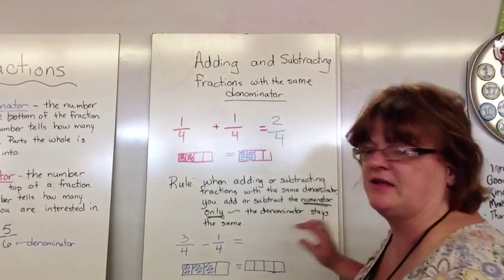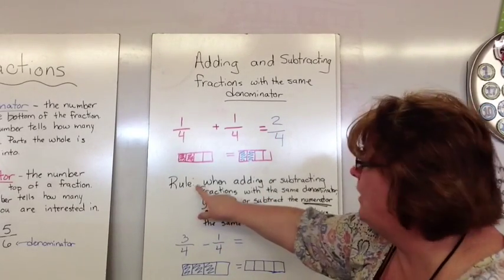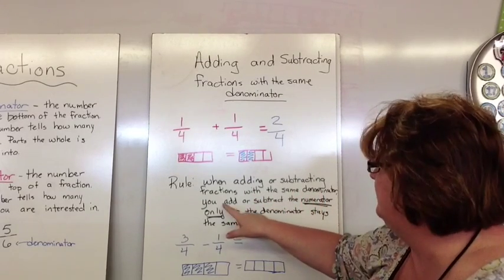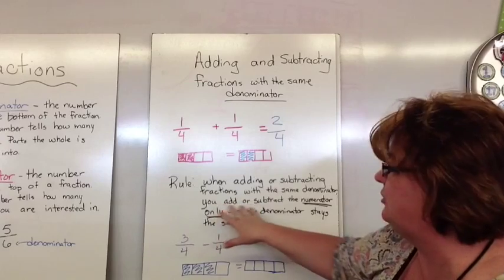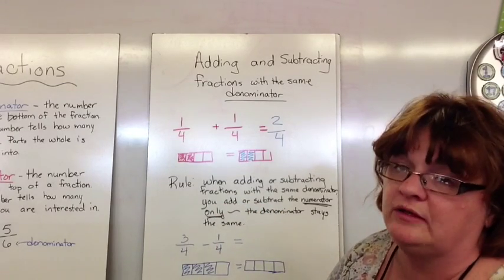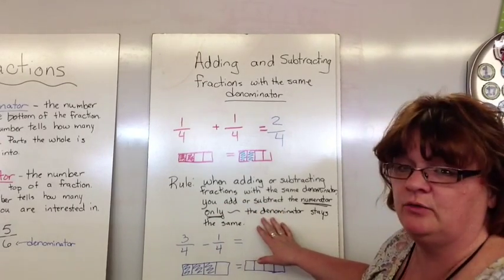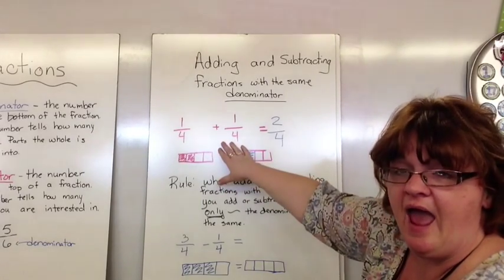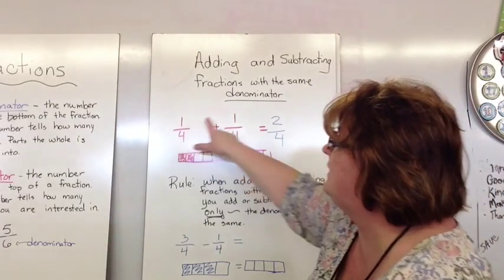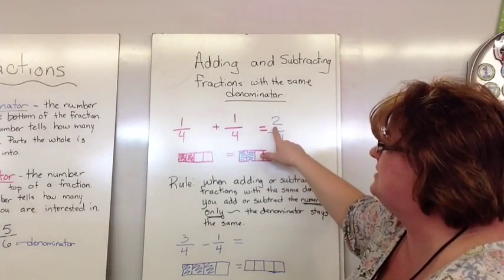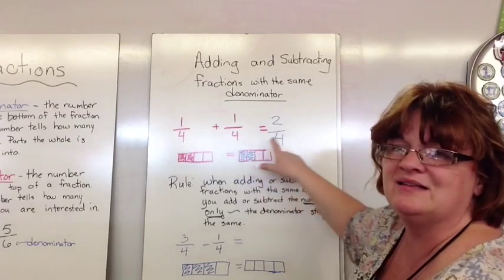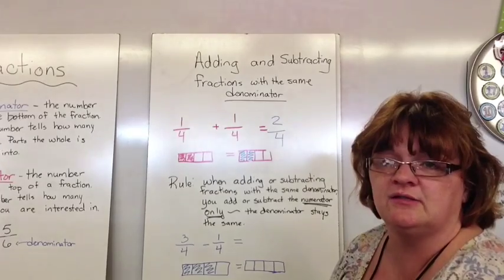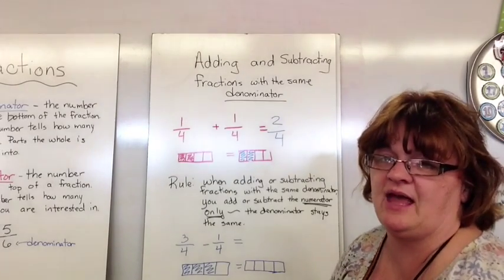And here is the rule: when adding or subtracting fractions with the same denominator, you add or subtract the numerator only. The denominator will stay the same. So as you've noticed in this problem up here, we added or subtracted the numerator only. That was the 1 plus 1 is 2. But the denominator of 4 stayed the same, because we're not changing the number of pieces that our candy bar is broken into. We are simply adding pieces together.